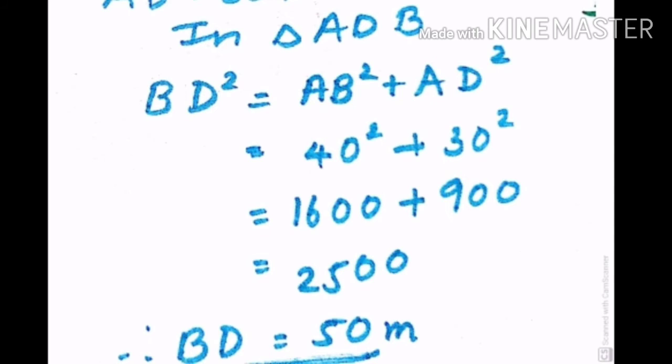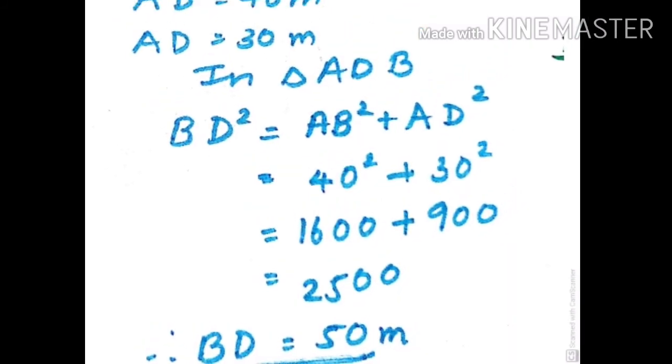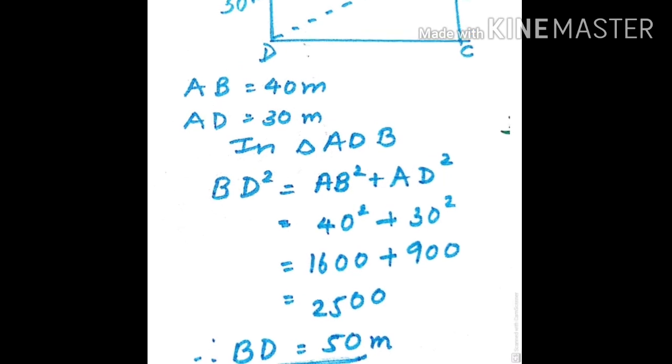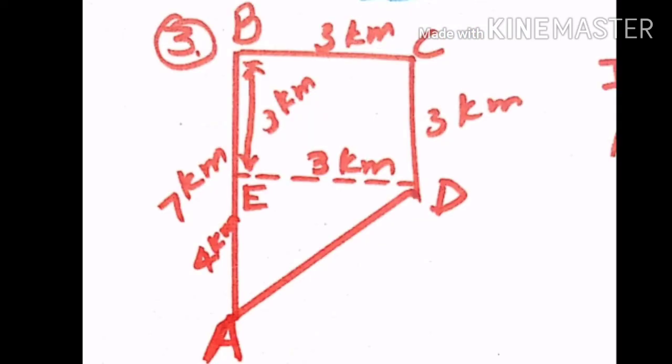So you have to write one more step here, that is 70 minus 50, 20 meters. Then question number 3. In question number 3, a man travels 7 km due north, then goes 3 km due east and then 3 km due south. How far is he from his starting point?